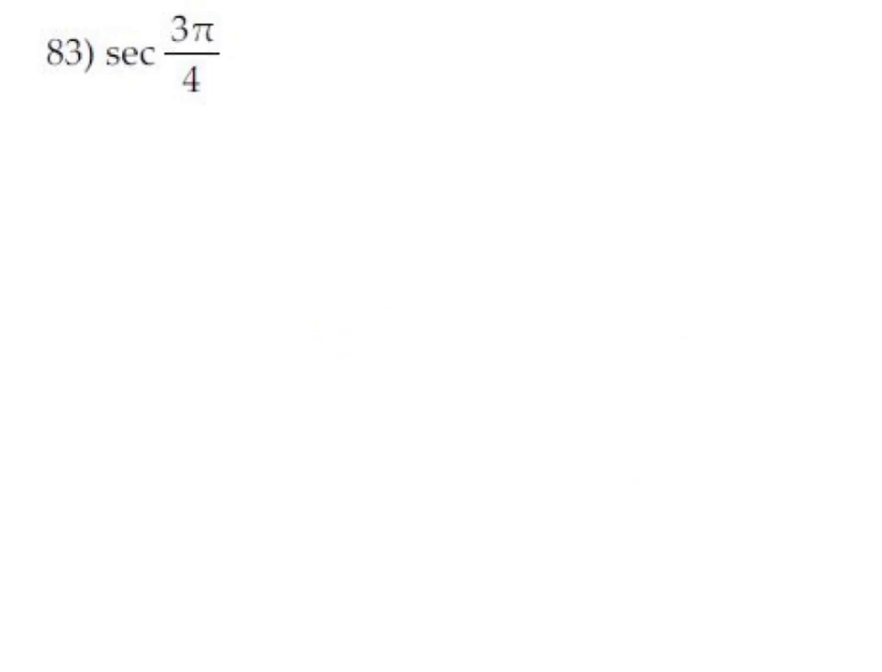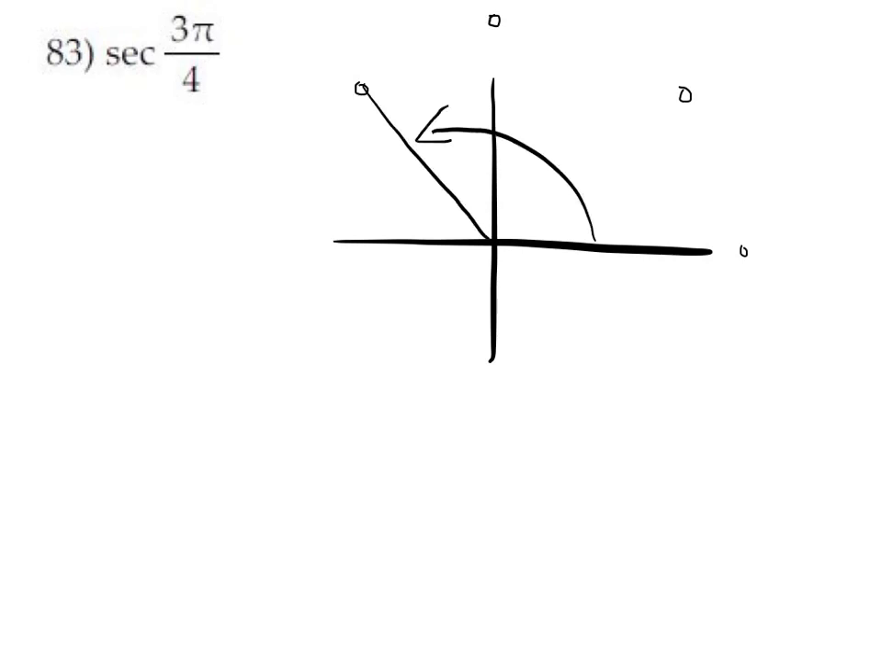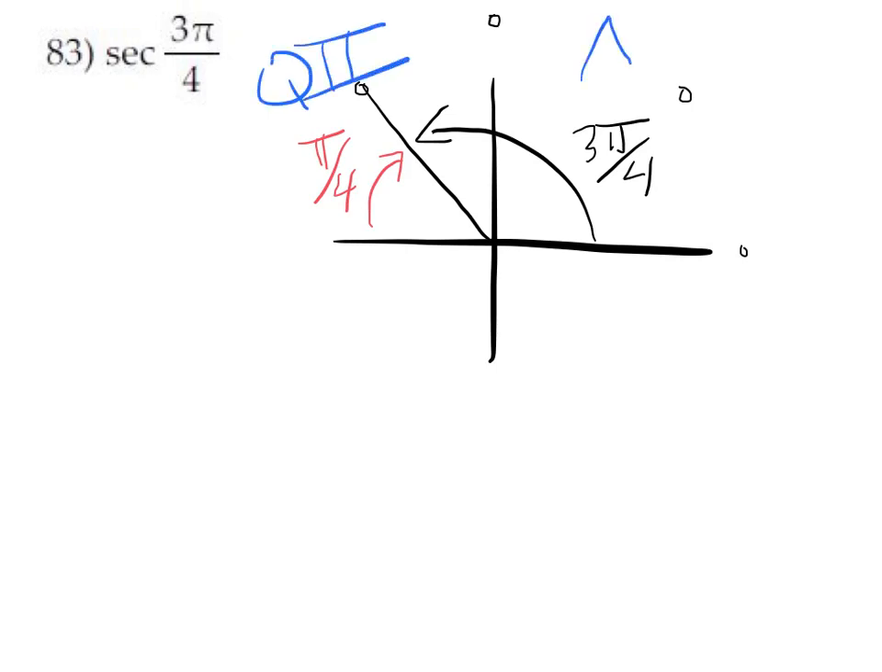Secant 3 pi fourths. So first off, let's think about where 3 pi fourths is. 0 pi fourths, 1, 2, 3. Here is 3 pi fourths. The reference angle for that is pi fourths. And we're in quadrant 2, where all students take calculus. Sine is the positive one. Sine and its reciprocal cosecant will be positive there. In this case, we're dealing with secant, so that would go with cosine. Cosine's negative in quadrant 2, so our answer is negative.